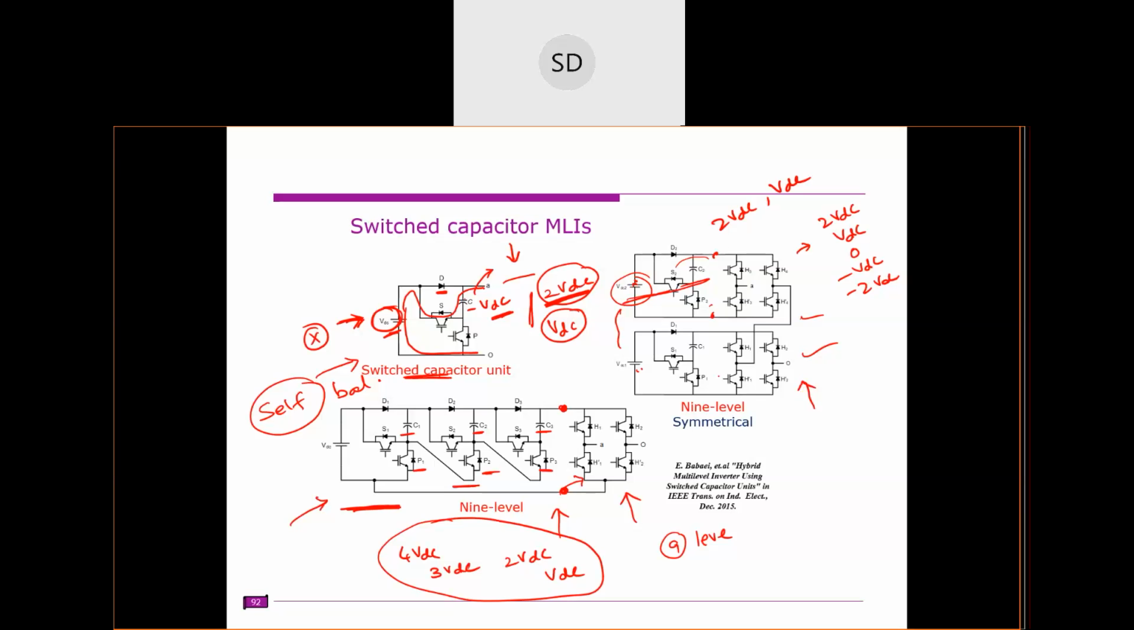Clear? There is a difference here, right? What is the main difference? Can you compare these two topologies? We have two options. Which is the good one?